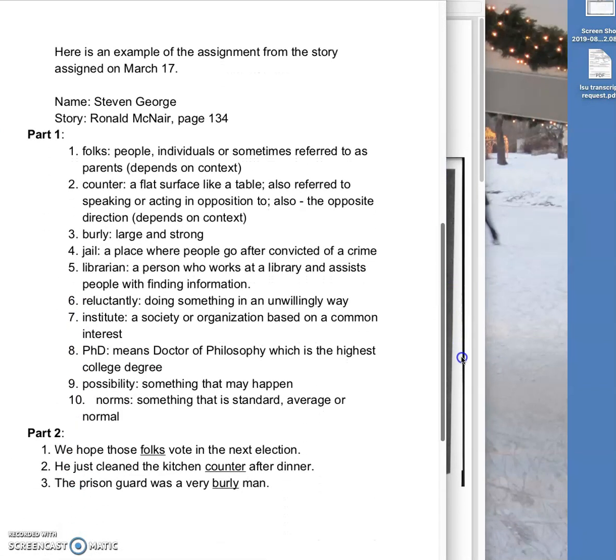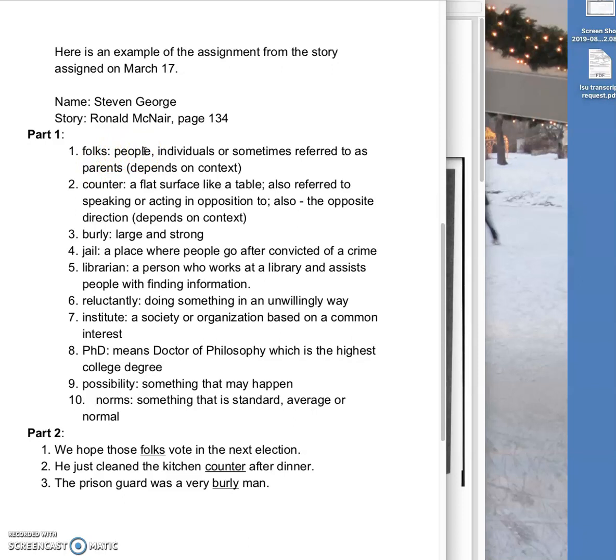Here is an example for you. Okay, so I put my name at the top. This is the story that we read last Tuesday in class. This is part 1. So I took these words from the story: folks, counter, burly, jail, librarian, reluctantly, institute, PhD, possibility, norms. So I chose 10 words. I then looked up the definitions of the words. Some words have more than one definition.